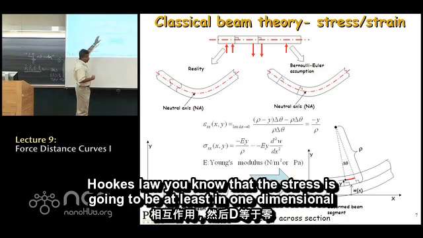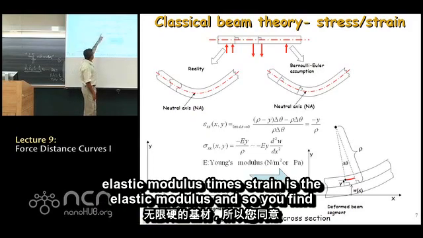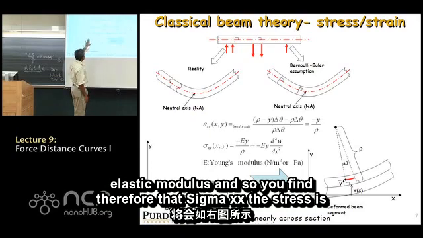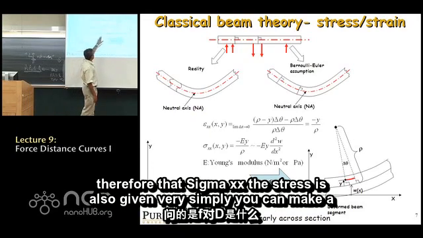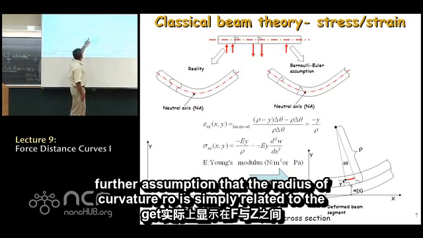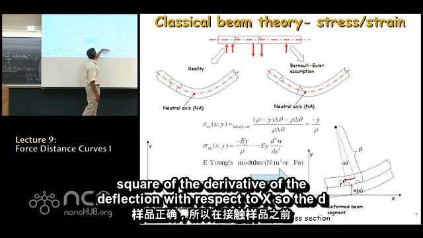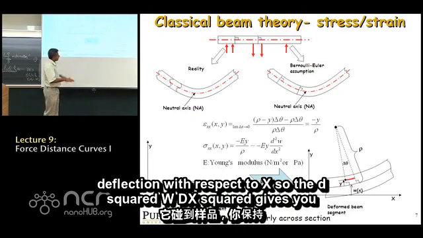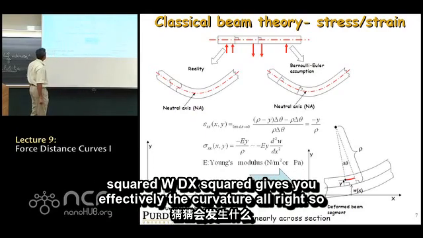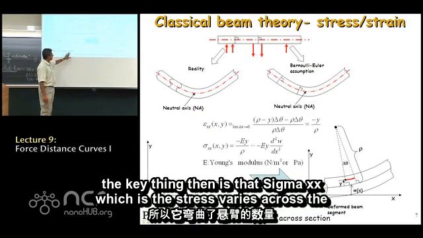at least in one-dimensional stress situations, stress is going to be elastic modulus times strain. E is the elastic modulus, and so you find, therefore, that sigma xx, the stress, is also given very simply. You can make a further assumption that the radius of curvature rho is simply related to the second derivative of the deflection with respect to x. So d squared w dx squared gives you effectively the curvature, right? So the key thing then is that sigma xx, which is the stress, varies across the cross-section.